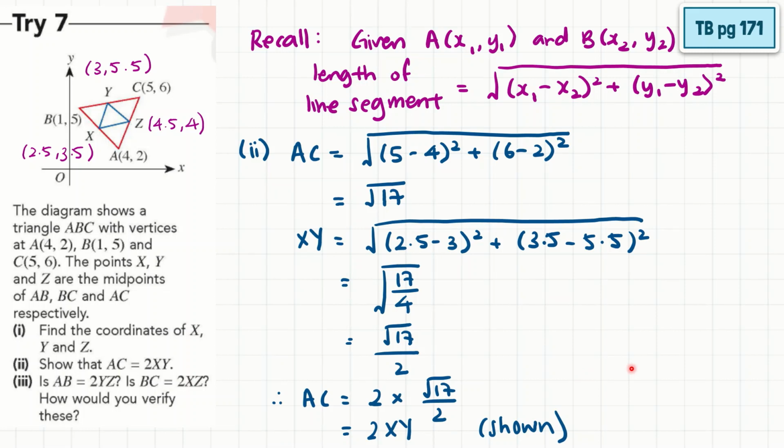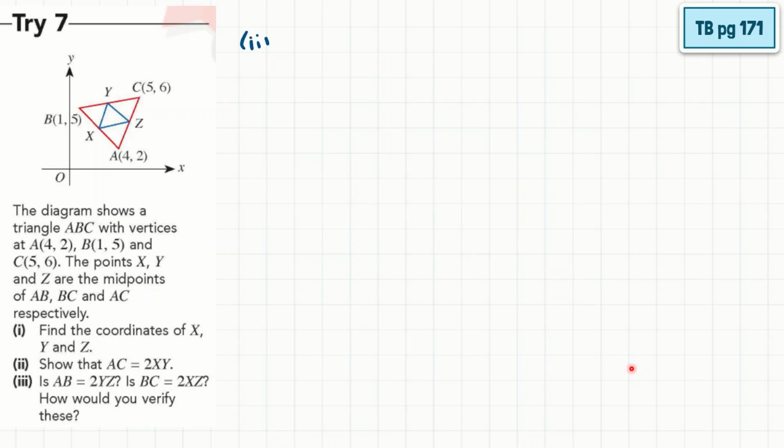Next, we take a look at part 3. In part 3, the question is asking whether AB equals 2YZ and whether BC equals 2XZ. I hope you find this structure of the questions familiar, because we just did something similar in part 2. So the process that we are going to take is actually the same. You may wish to pause the video over here to give this a try.